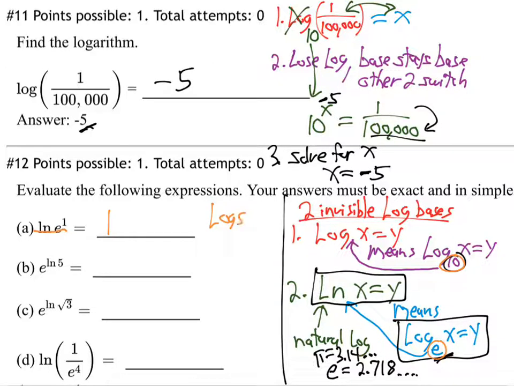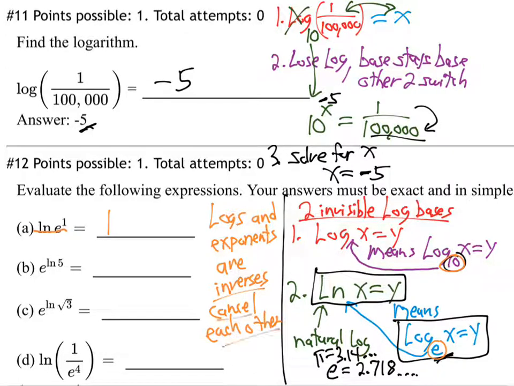So logs, and I'm not writing that very neatly, and exponents, powers, are inverses. They cancel each other. They're the opposites. So the ln and the e just cancel out. Now, you might say, well, what if it was log e to the 1? Yeah, that would not cancel out, because what would be the base in that case? Log has an invisible 10. 10 is not the opposite.